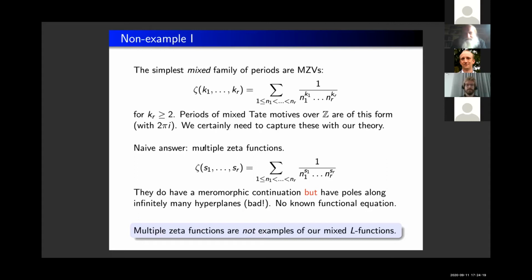A naive answer to this would be to simply do like the Riemann zeta function and replace the indices with an s, and look at what's called a multiple zeta function. Now, in fact, these do have a meromorphic continuation. I think that was proven by Zhao. But they have poles along infinitely many hyperplanes.